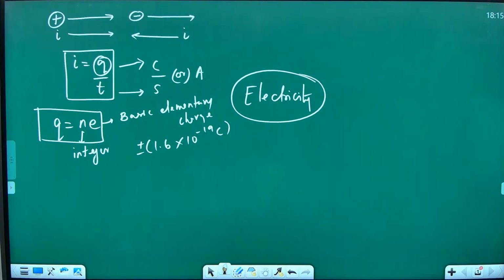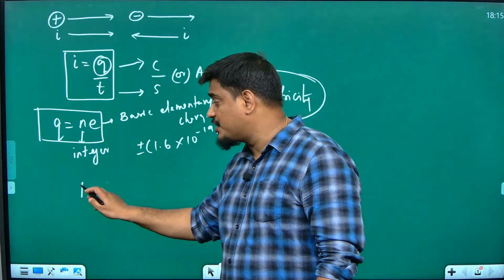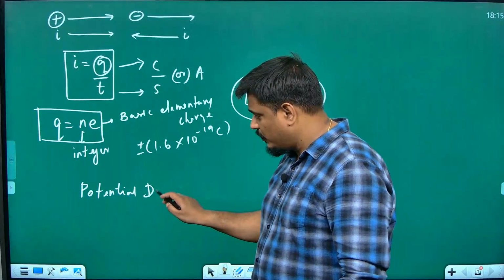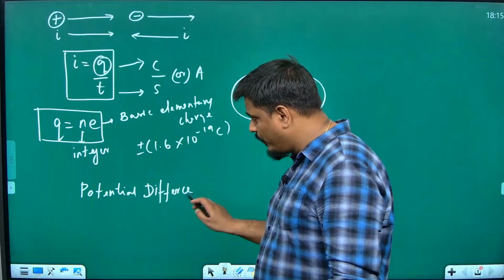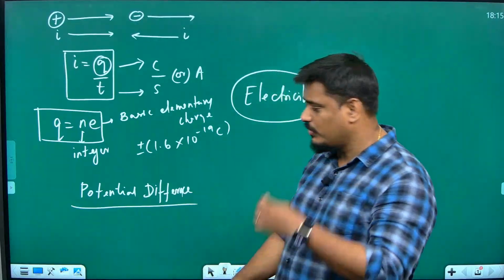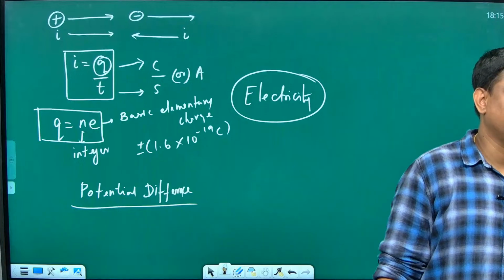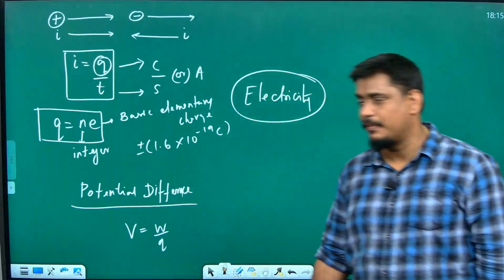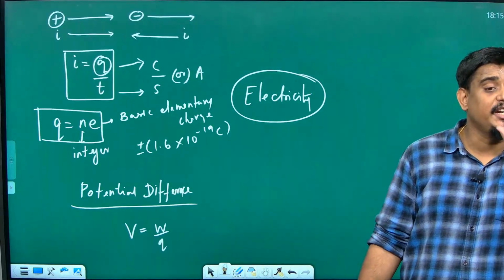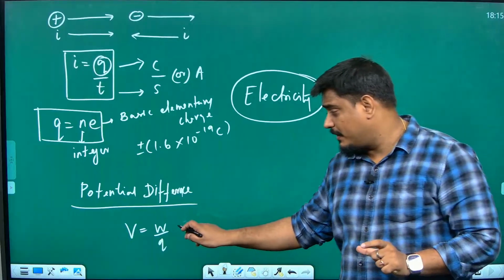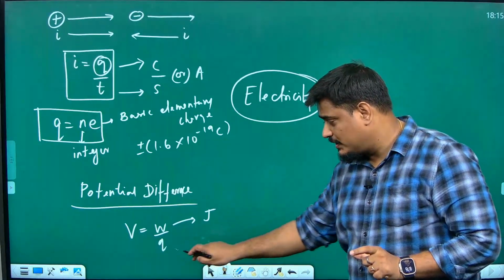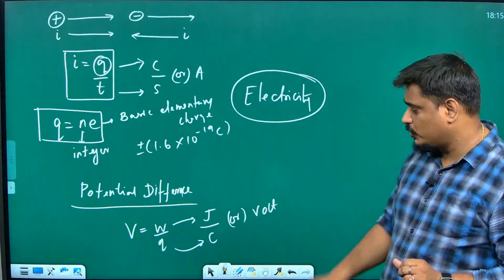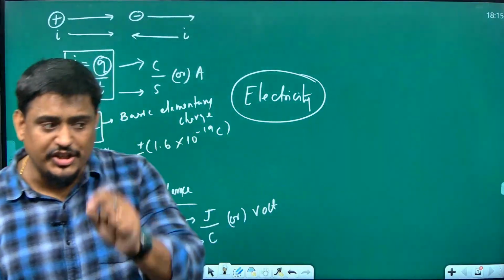Next in this chapter, we have learnt the meaning of the word potential difference. I said potential difference is the work done per unit charge to move it from one point to another point. That is known as the potential difference between 2 points. Remember, work done is in joules, charge is in coulombs, and joule per coulomb is called volt. So the SI unit of potential difference is volt.